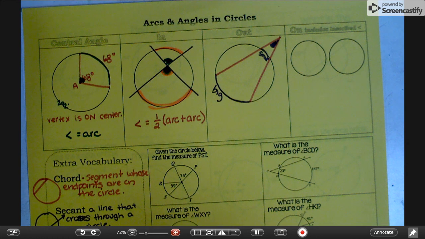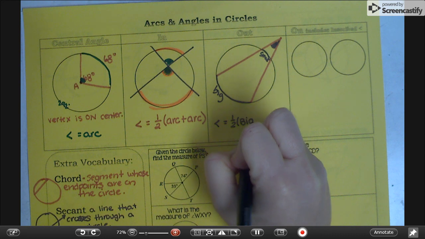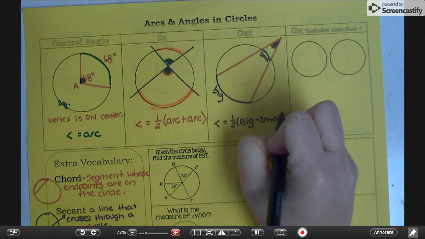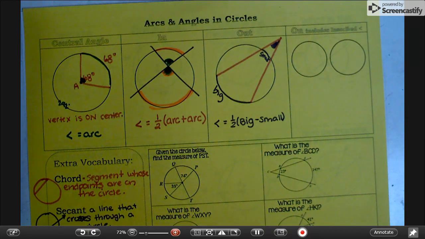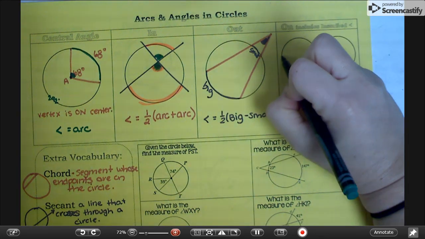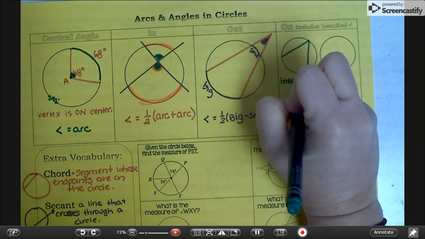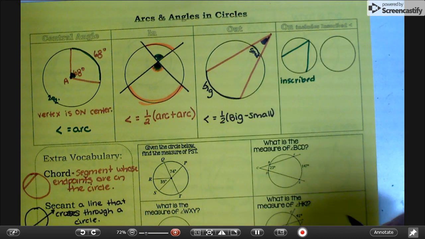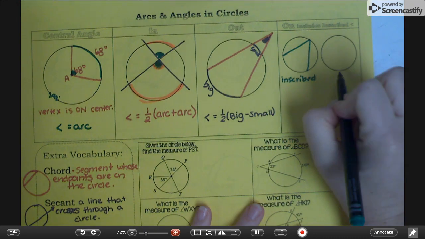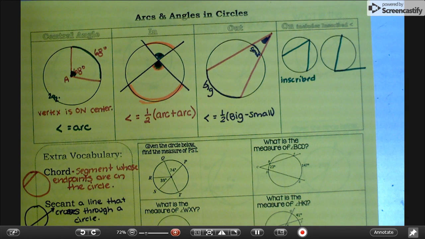And the little formula for that is angle equals 1/2 big minus small. And I mean big arc minus small arc. All right. And then we have two separate cases when they intersect on the circle. So we have this one, which has a special name. It's called an inscribed angle, meaning it's written in the circle. And then the other case looks like this. It's like a tangent and a chord, or a tangent and a secant. That doesn't really have a special name.